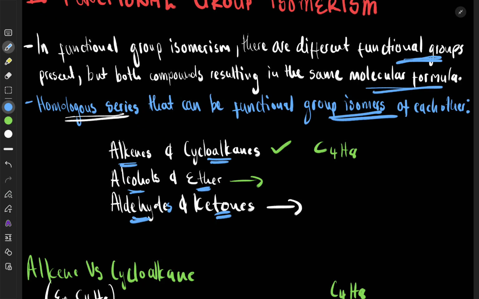Now let's go look at the other two: position isomerism, which already tells you that it's the position of the functional group which changes, and chain isomerism, where the chain changes.